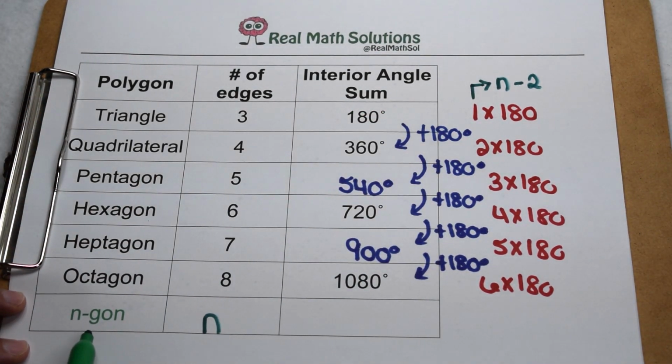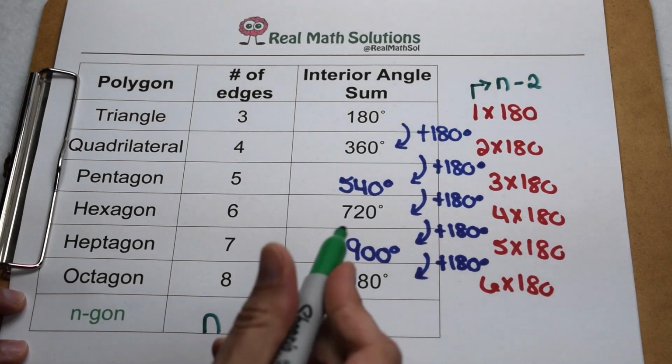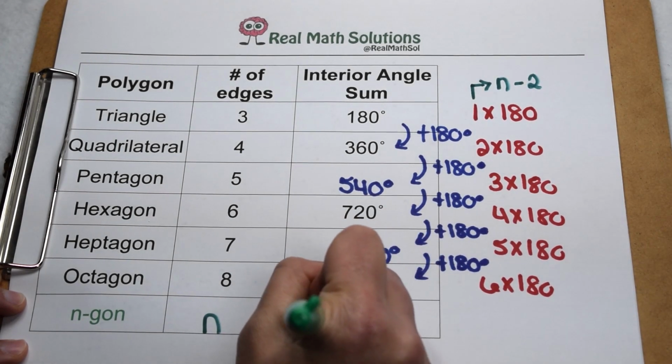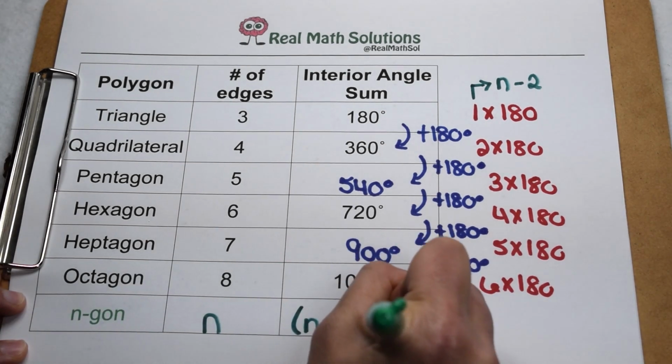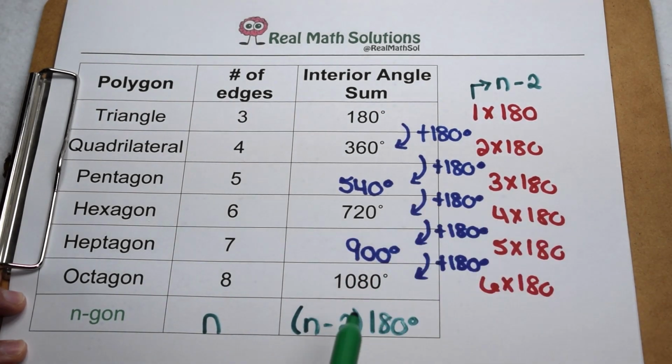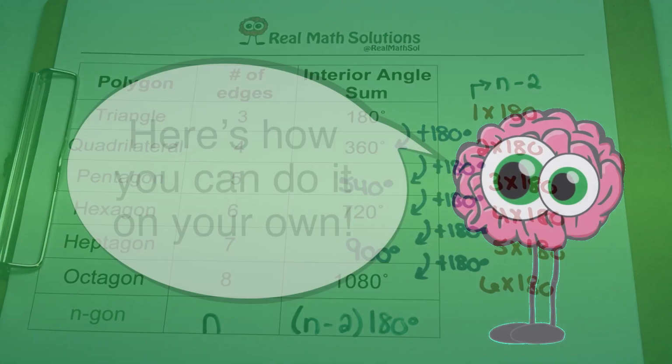So that means to find the interior angle sum for any polygon, we would need to take our number of edges and subtract 2, then multiply that value times 180. So rather than cut apart shapes or draw them out and measure angles, we can use an equation to find the interior angle sum: the number of sides minus 2, multiplied by 180.